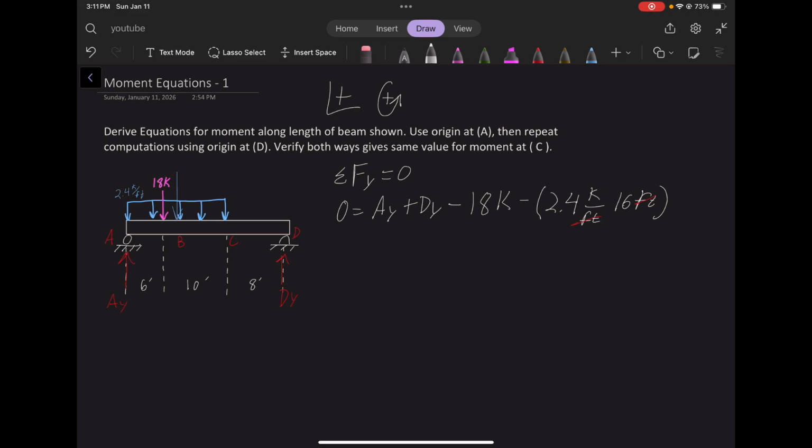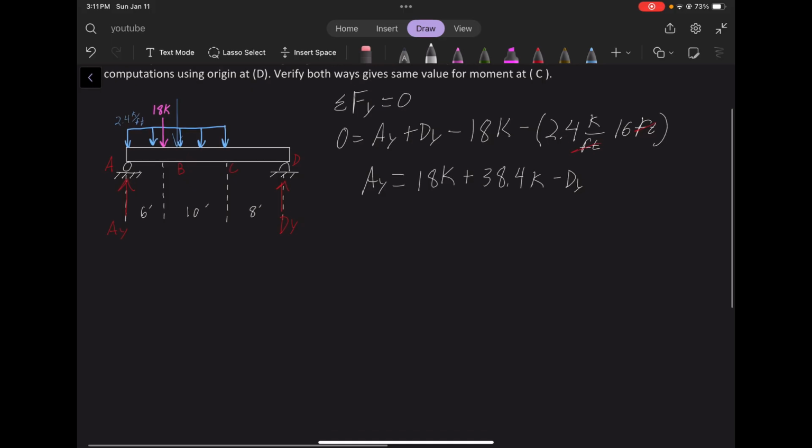So we can write an equation for AY. AY equals, I'm going to swing everything to the other side, it's going to be 18K plus, this is going to be 38.4K minus DY. Now we don't know DY, so we're going to need a second equation. We have one equation right now, two unknowns, so we need another equation.